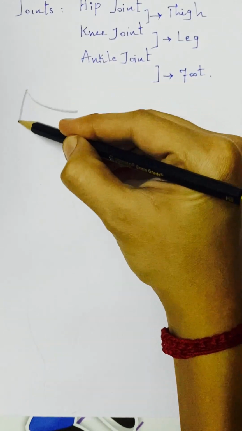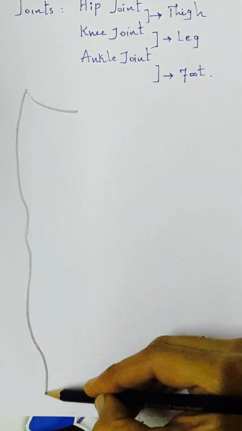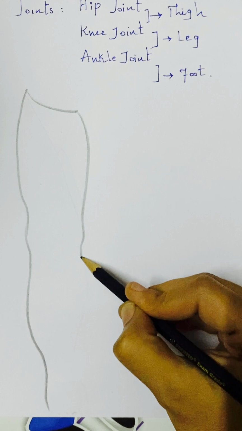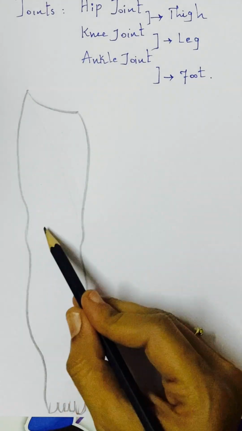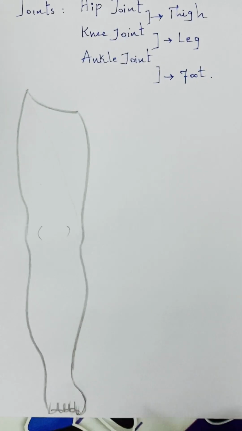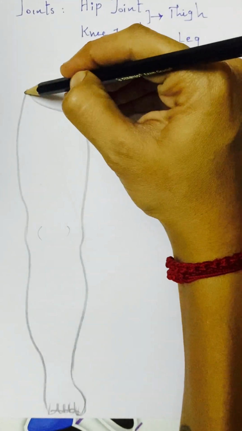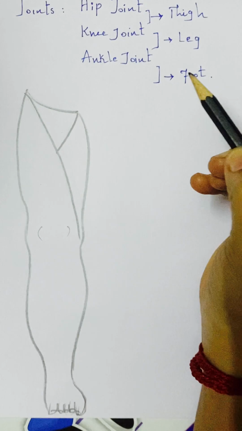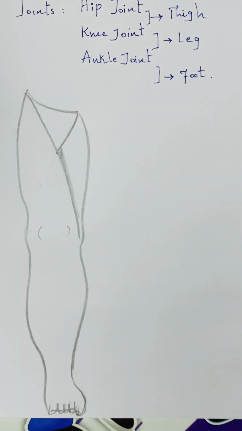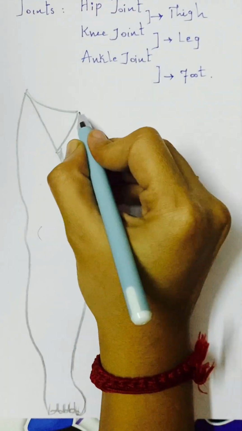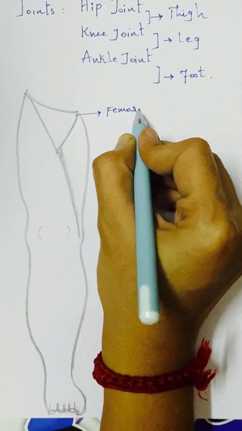So this is the outline of the lower limb. Below the inguinal ligament is the thigh, then we have the knee joint, leg, ankle joint and foot. So in the thigh, what are the compartments? Anterior, medial and posterior. Now coming to the front of the thigh, we have two important topics.